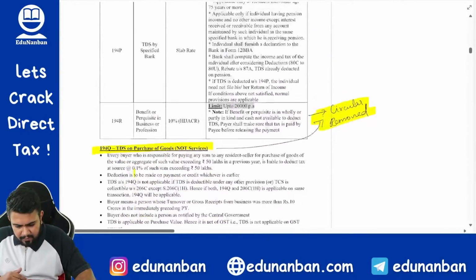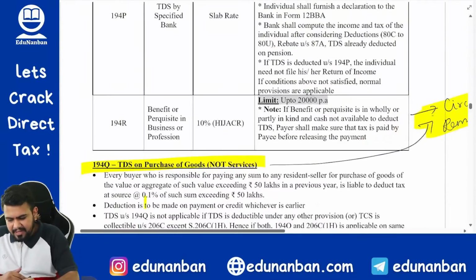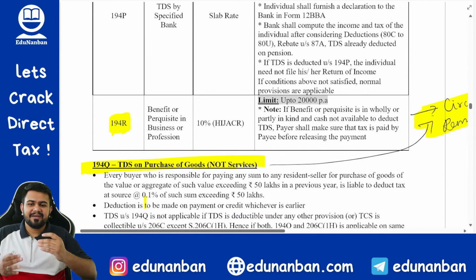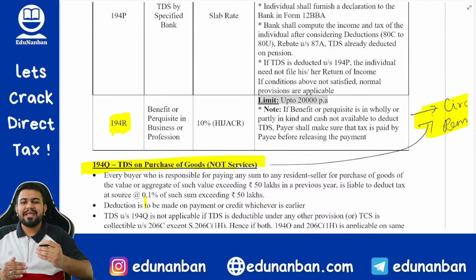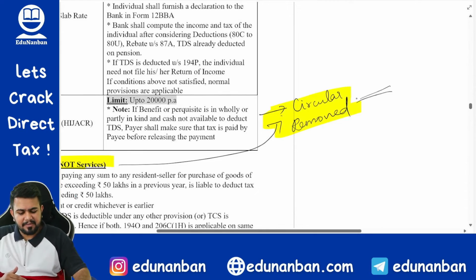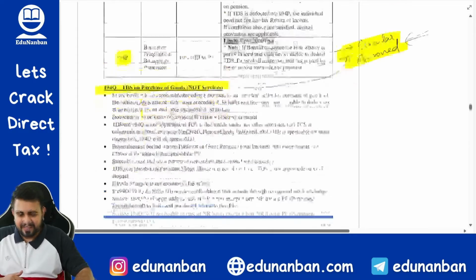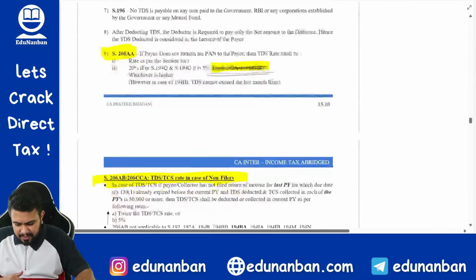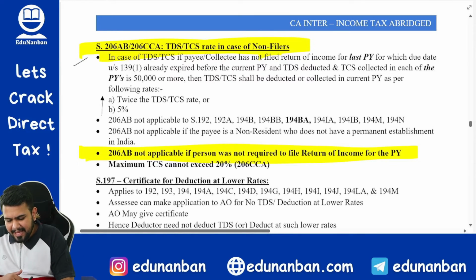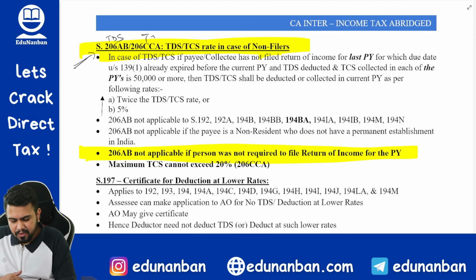Next, in section 194R and section 194Q, earlier we had learnt the big circulars. There were many FAQs, frequently asked questions, released by CBDT, but now they have been removed from your syllabus, so no need to overcomplicate these sections. If you learn them in a simple way, that is enough. Next, let's come to section 206AB, which relates to TDS, and 206CCA, which relates to TCS.